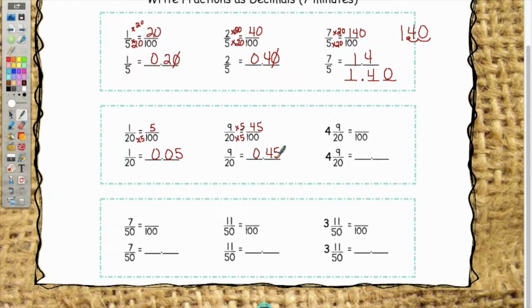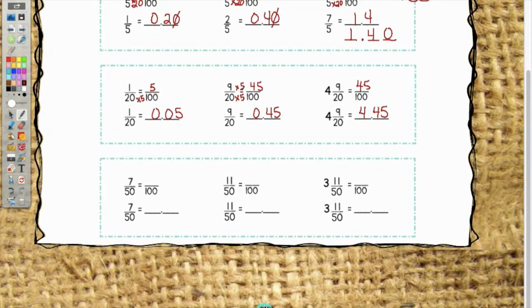Okay. For the next one, there's not much different. Emiliano, what's the only thing that's different? There's a 4 in the ones place. Okay, keep going. Beverly.